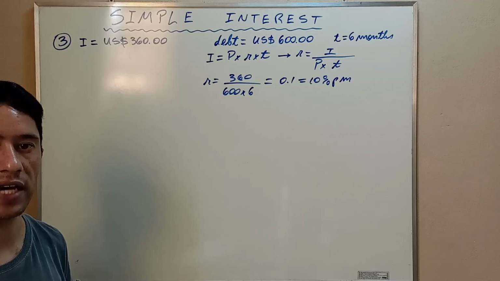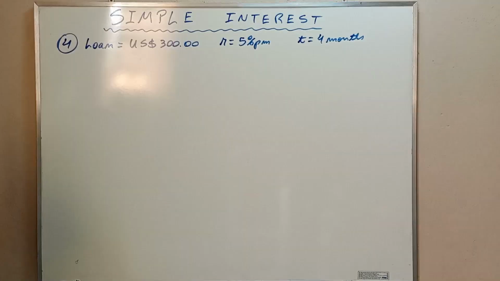Let's go to exercise 4. Question number 4. John lent Oliver $300 at a simple interest rate of 5% per month. Oliver repaid the entire debt, including the interest, after 4 months. How much interest did Oliver pay? Okay, my friends, this is the exercise.